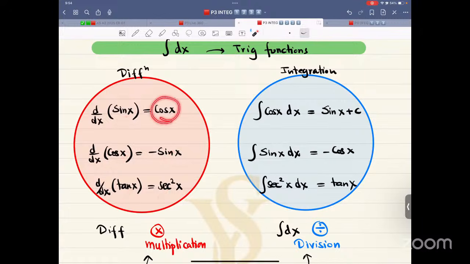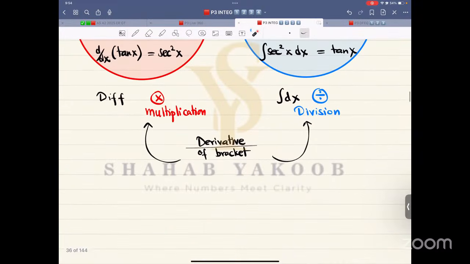In other words, integral of cos is sine. Integral of negative sine is plus cos. Therefore, integral of sine is negative cos. Integral of sec squared is tangent. Differentiation is related with multiplication: the coefficient comes out and multiplies, the derivative of the bracket comes out and multiplies. Integration is related with division.